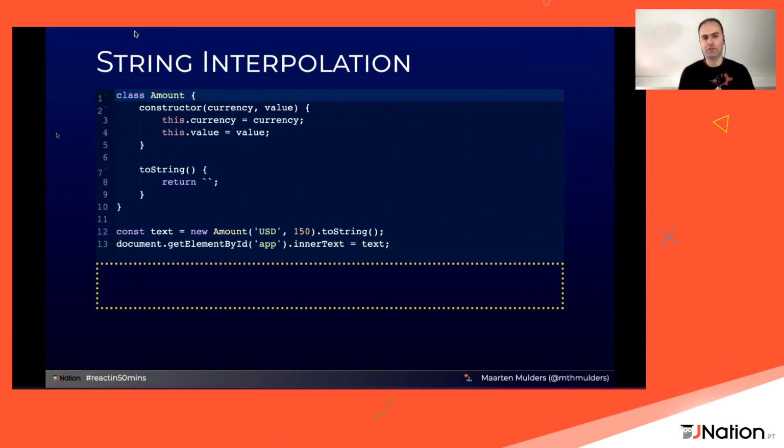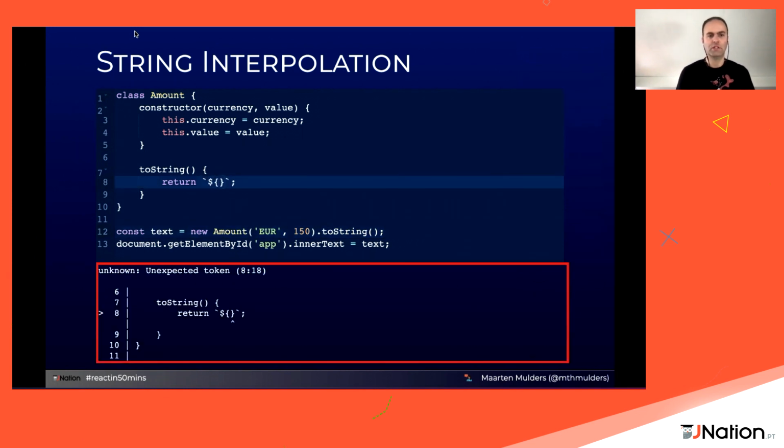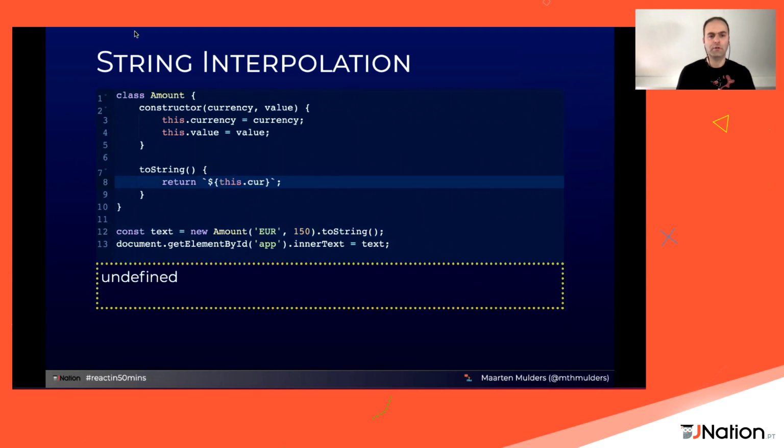Another very powerful feature that you can see quite a lot in React applications is string interpolation. Let me show you what that looks like. I have my amount class again. And here I'm going to say that we have 150 euros. And I would like to have a string representation of that. The string representation lets us use a variable by creating a string in backticks using $ and curly braces to actually insert variables at a particular point in the string.